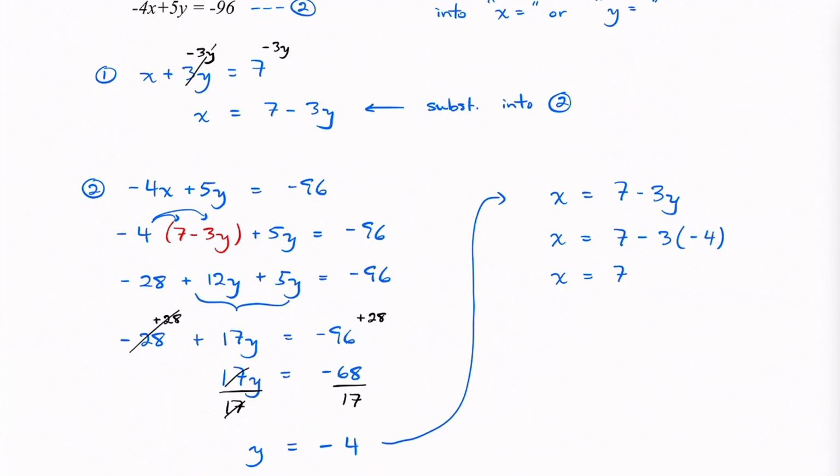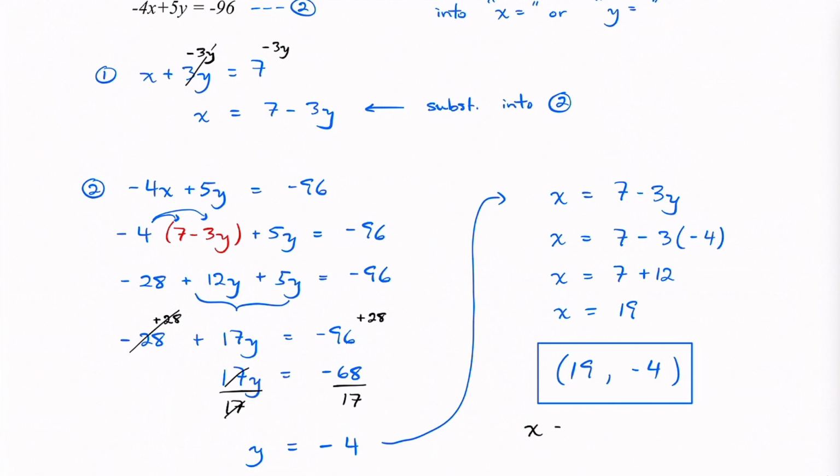So this is 7, and then a negative 3 times a negative 4, that's positive 12. And then 7 plus 12 is 19. So I know x is 19 and y is negative 4. So my solution is 19 and negative 4. You could also state your final solution like this. You could say x equals 19 and y equals negative 4. That would also be acceptable.